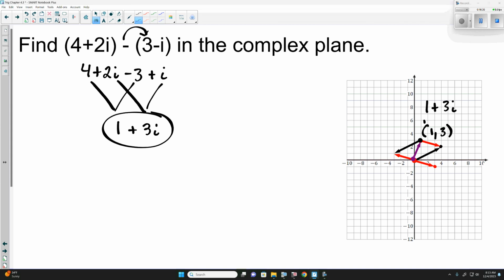Now to get the other two, the reason I had to flip it is because we're looking at the negative case of it, the opposite case. But really we only had to do the first one, where we move the 3 minus i point to point, and we have our vector.